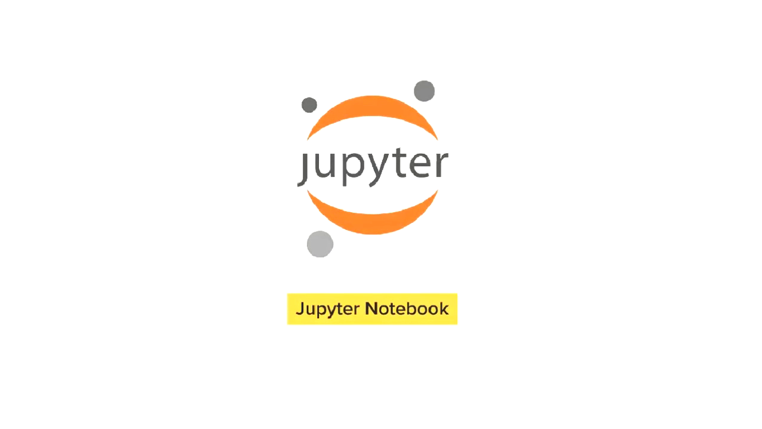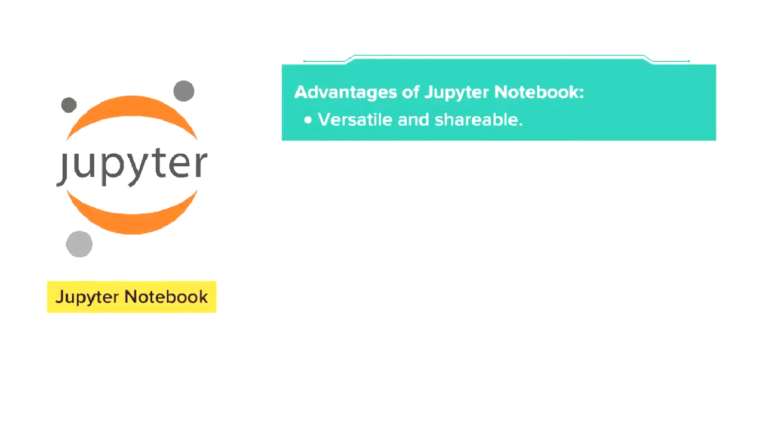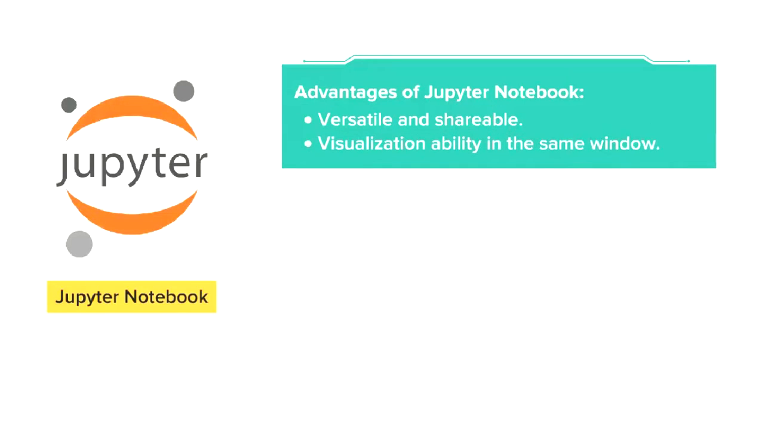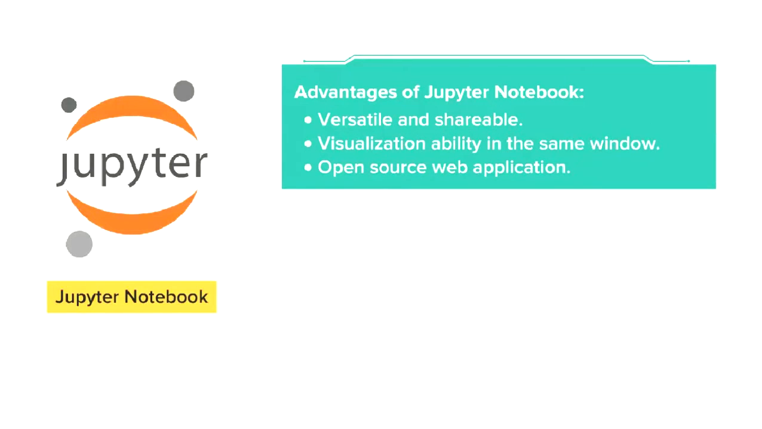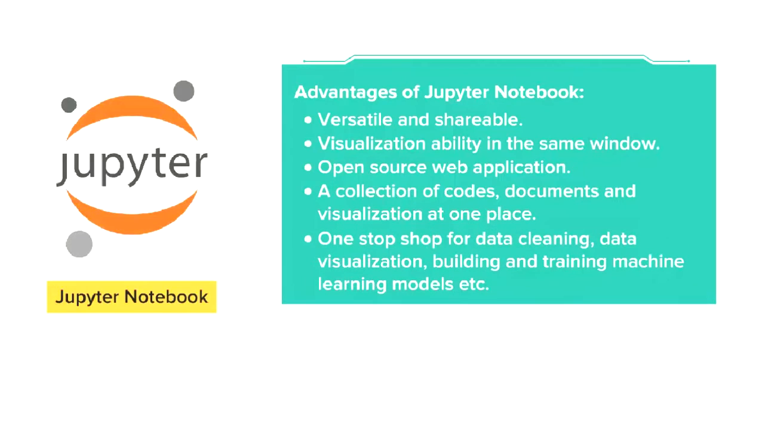Jupyter Notebook, previously known as IPython Notebook, is one of the IDEs which is preferred by most data scientists as it is versatile, shareable, and has a visualization ability in the same window. It is an open source web application which allows users to create and share codes and documents easily. As the name Notebook suggests, it is a collection of codes, documents, and visualizations at one place which becomes easily manageable for the users. In a nutshell, it is a one-stop shop for everything, like data cleaning, data visualization, building and training machine learning models, and many other uses.